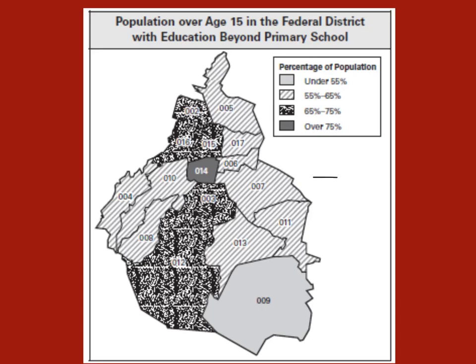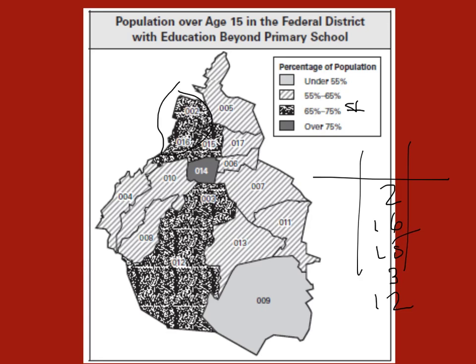In our population that attends school over the age of 15 or beyond primary school, we see that it's 66%, which would again put us in that black and white dotted area. So 2, 16, and 15, 3, and 12. So everyone can see these areas right here.